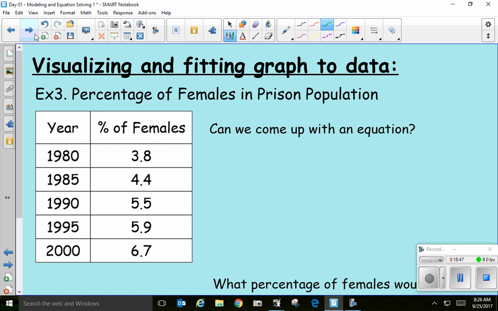You already know how. If this is 0, 5, 10, 15, and 20, I'm going to go with, we said it's a line, right? What's the equation of a line? Y equals.